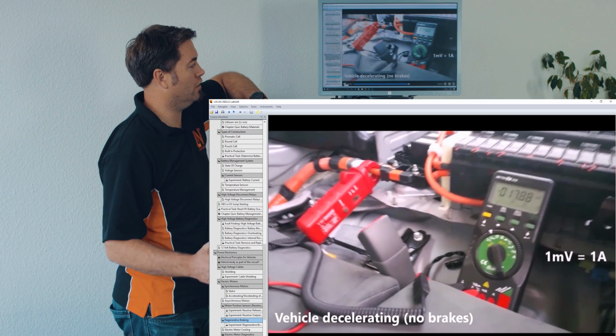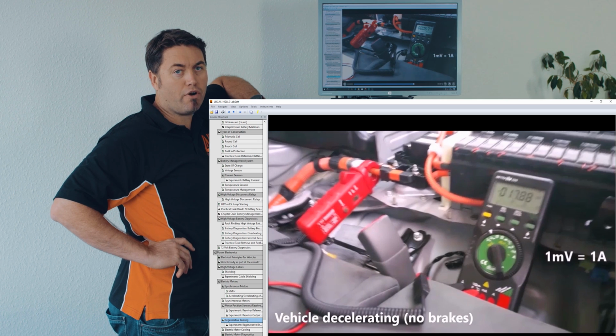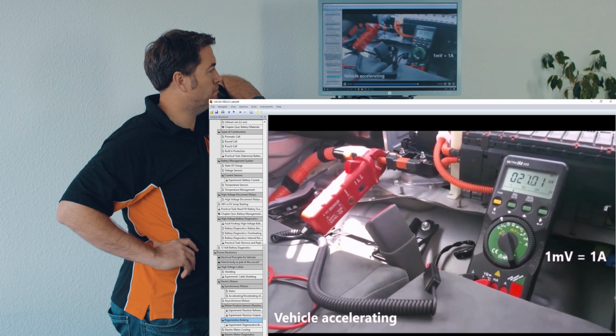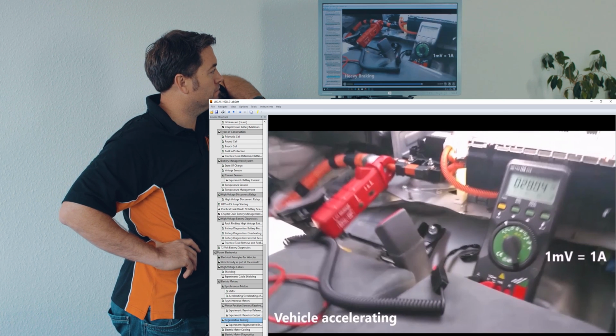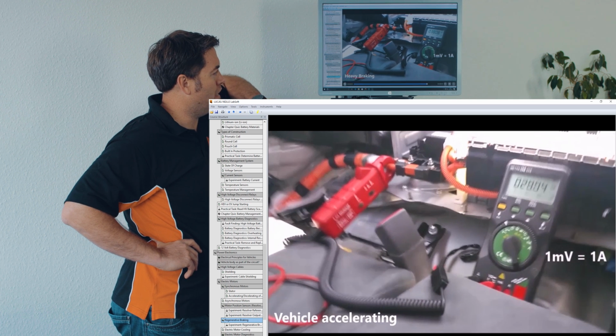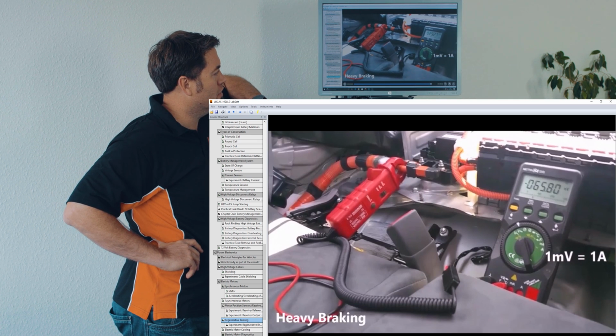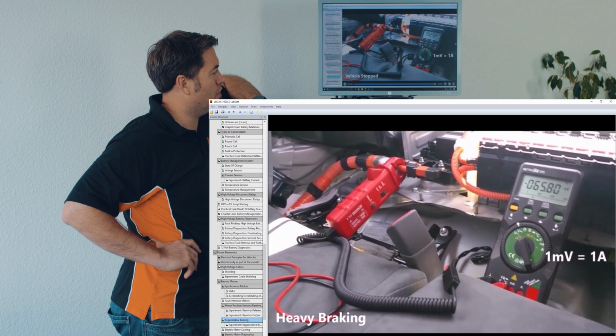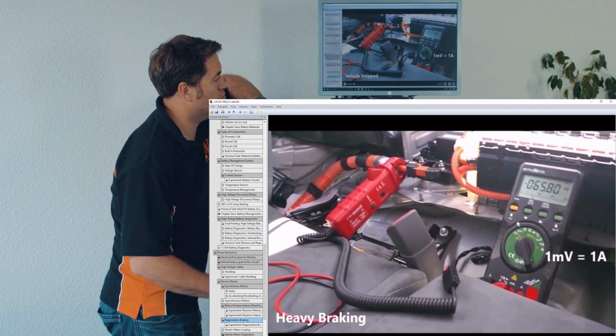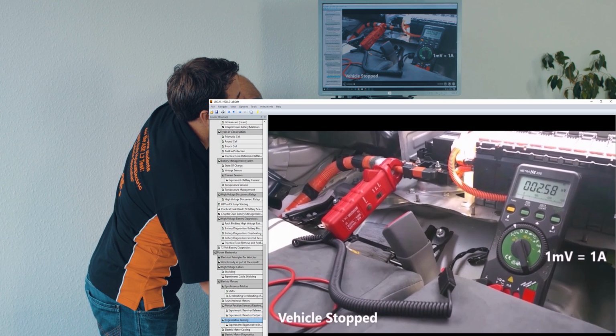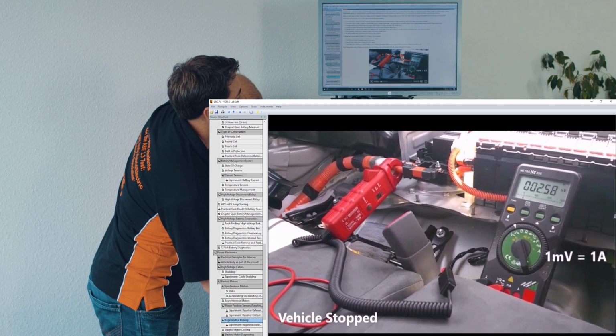So it changes quite a lot depending on how much acceleration you're putting in. There we've seen about 90 amps, and the maximum going backwards was about 60 amps back into the battery. And that's all from regenerative braking.